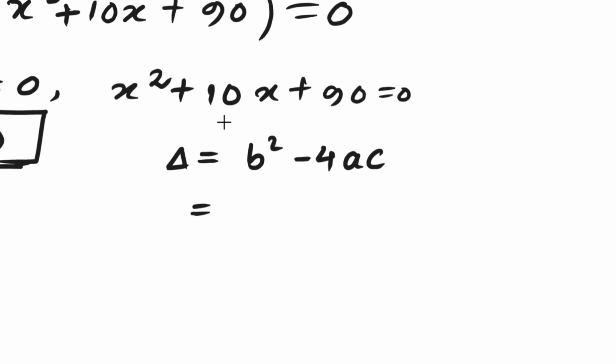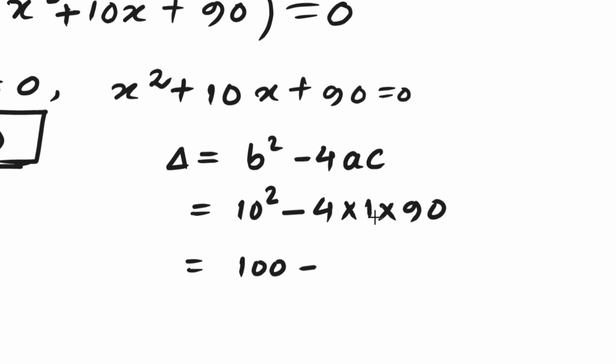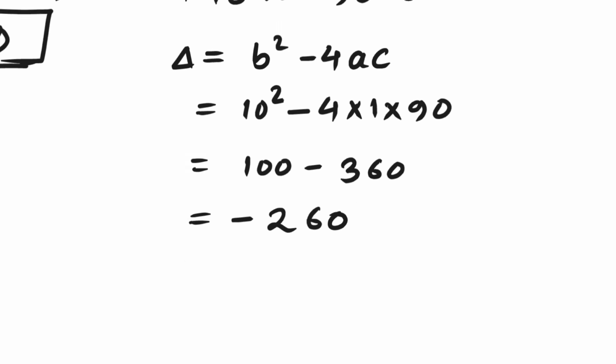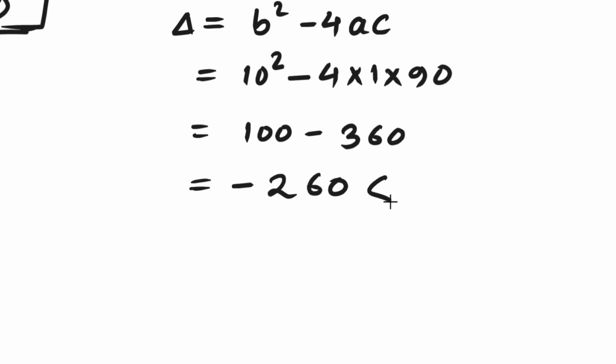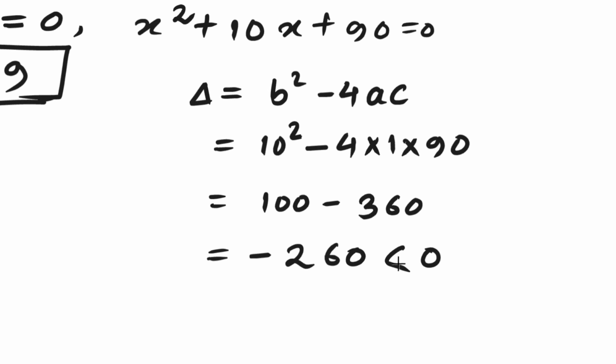Substituting these values, we get 10 squared minus 4 multiplied by 1 multiplied by 90. 10 squared is 100, and 4 multiplied by 90 is 360. Therefore, the discriminant is 100 minus 360, which equals negative 260. Since the discriminant is less than 0, this quadratic has no real roots. Instead, it has two complex roots. Now let's use the quadratic formula.